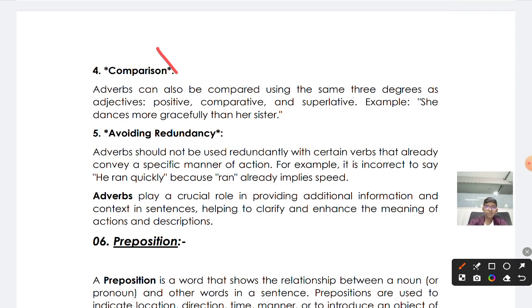So next, avoiding redundancy. Adverbs should not be used redundantly with certain verbs that already convey a specific manner of action. For example, it is incorrect to say he ran quickly because ran already implies speed. So next, adverbs play a crucial role in providing additional information and context in sentences, helping to clarify and enhance the meaning of actions and descriptions.